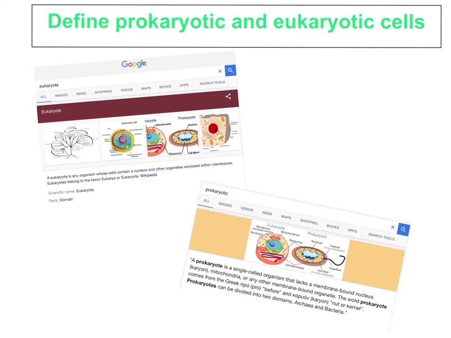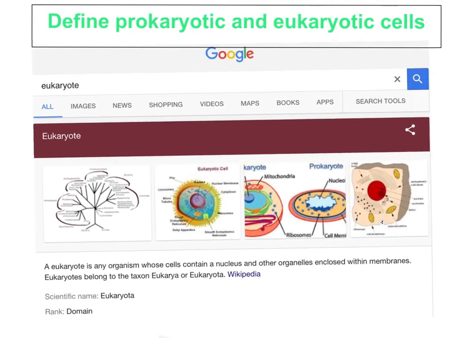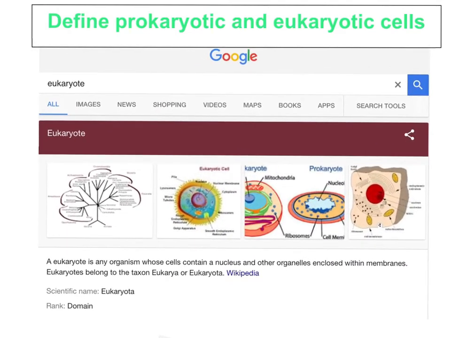All right, so let's start off with the eukaryote. This is when I typed the word eukaryote into Google. This is what came up. A eukaryote is any organism whose cells contain a nucleus and other organelles enclosed within membranes. They belong to the taxon Eukarya or Eukaryota.